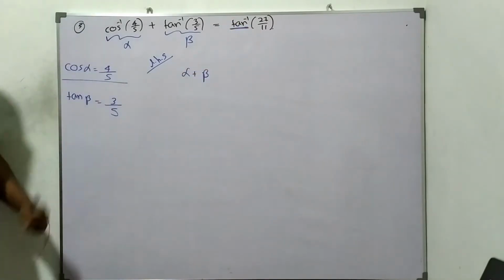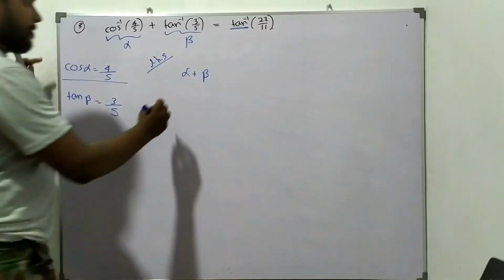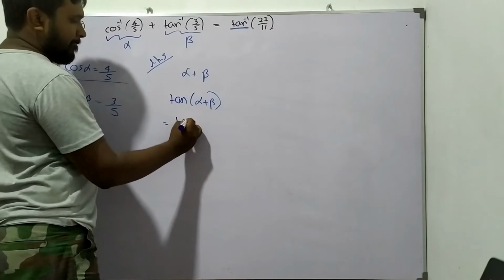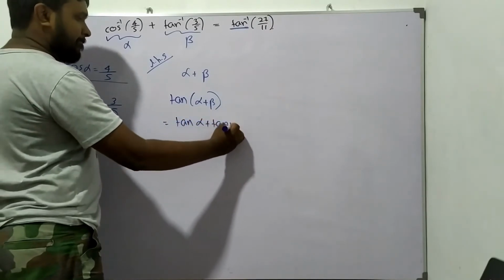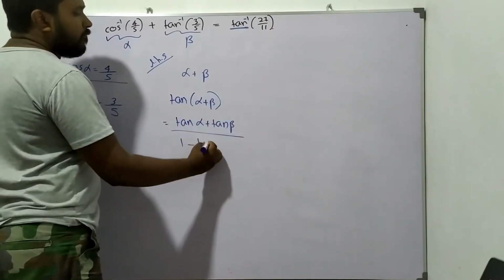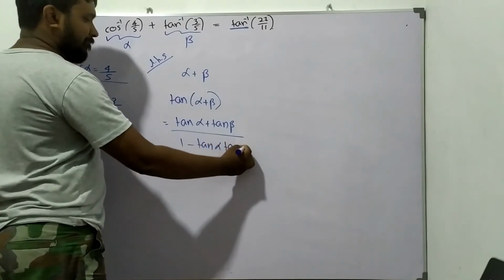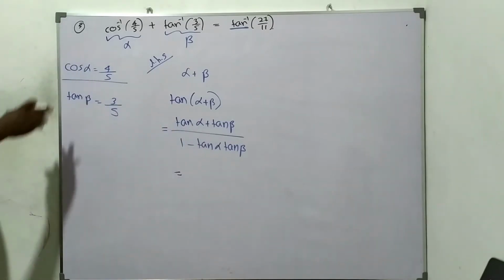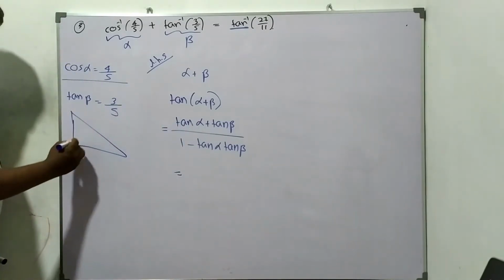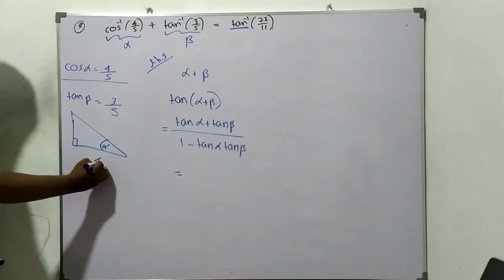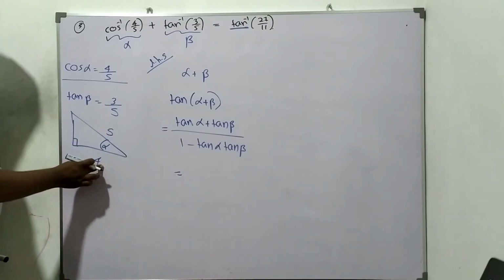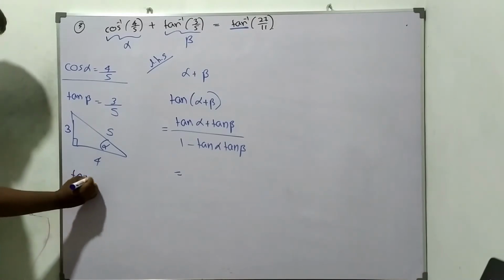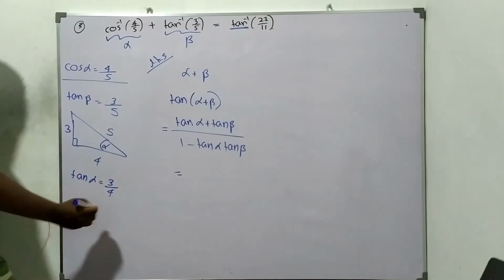So here alpha plus beta is the left hand side, but the right hand side answer is in tan, no? Then you have to select tan(alpha plus beta), which is tan alpha plus tan beta over 1 minus tan alpha tan beta. So we have to find tan alpha, right? So you should draw the triangle, 4 over 5. So this is 3, right? 25 minus 16 is 9, 9 means 3. So 3 over 4.